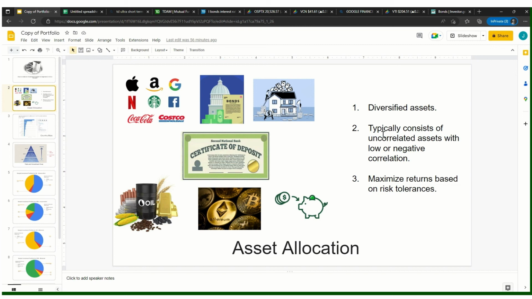So just to summarize, asset allocation is basically how you want to go about investing your money into various assets. And there are three key salient points when it comes to asset allocation: you want to be diversified as possible, you want to invest in uncorrelated assets with low or negative correlation, and then finally you want to maximize the return, but it has to be based on your risk tolerance.